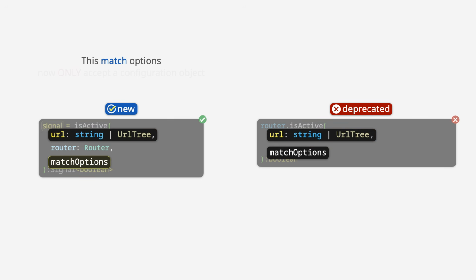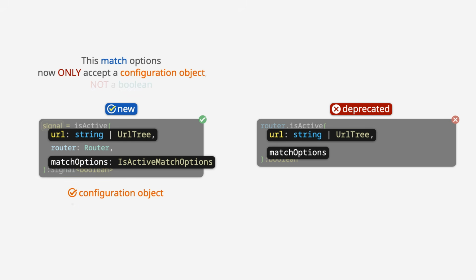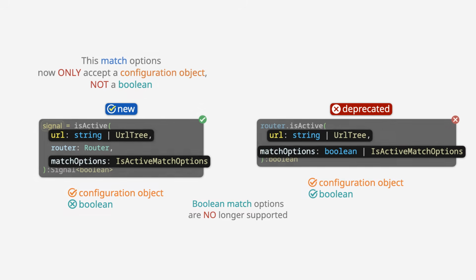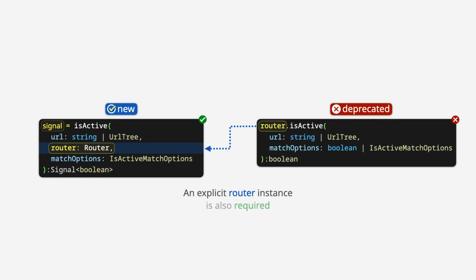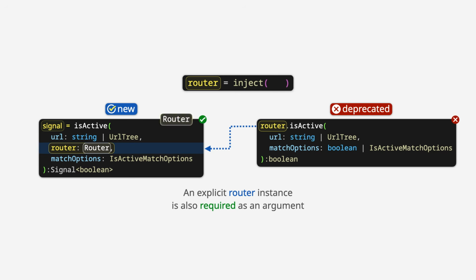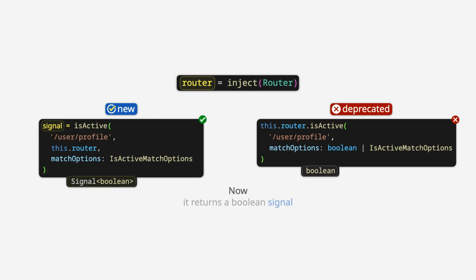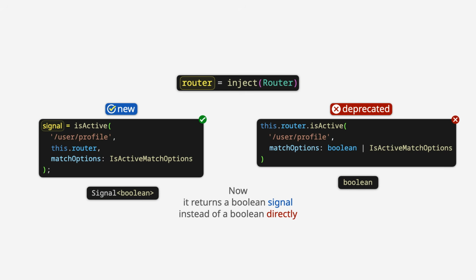These match options now only accept a configuration object, not a boolean. Boolean match options are no longer supported. An explicit router instance is also required as an argument. Now, it returns a boolean signal instead of a boolean directly.